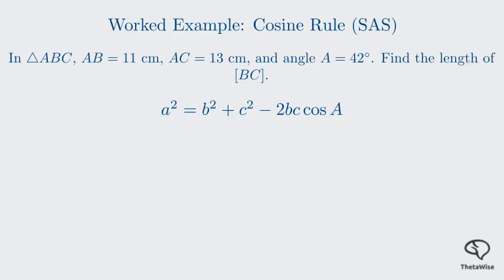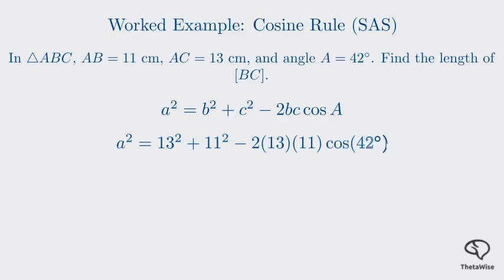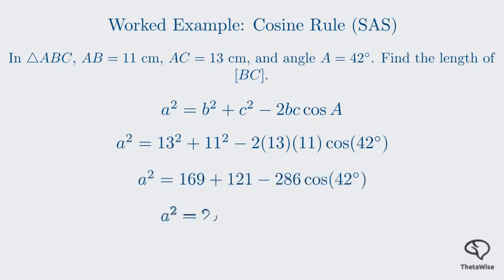Now we substitute the values we know into the formula. We replace b with 13, c with 11, and A with 42 degrees. This gives us the equation a squared equals 13 squared plus 11 squared minus 2 times 13 times 11 times the cosine of 42 degrees. Let's perform the calculation step by step to avoid errors. 13 squared is 169, and 11 squared is 121. Their sum is 290. Next, 2 times 13 times 11 is 286.